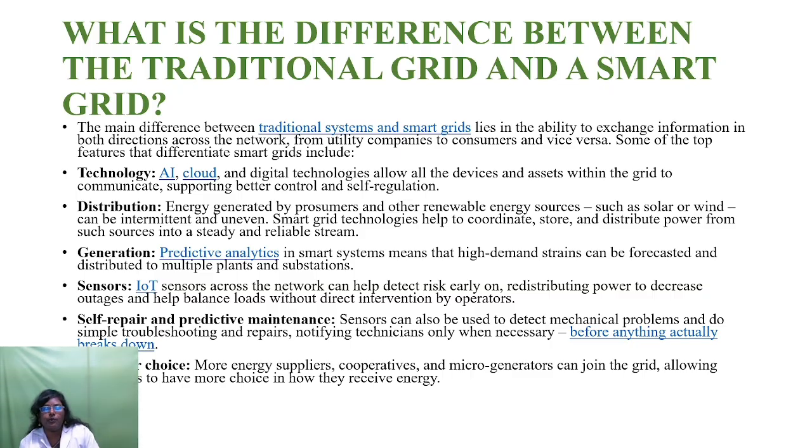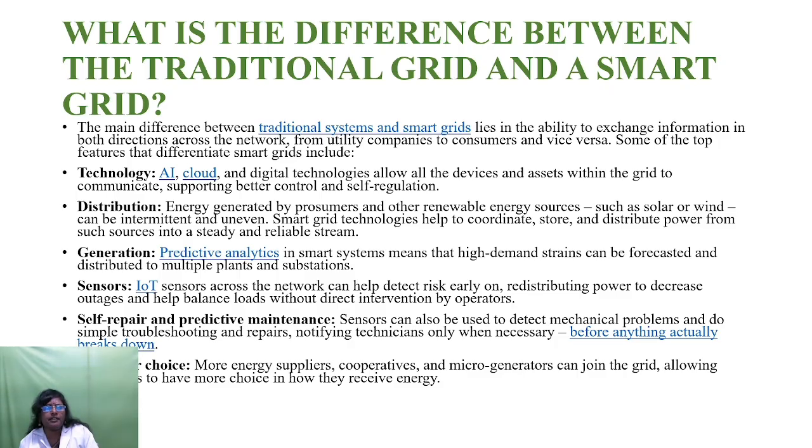Let's see one by one. So first is technology. Artificial intelligence, cloud computing and digital technologies allow all the devices within the grid to communicate with the systems, supporting better control and self-regulation for the consumers. Second is distribution, where energy generated by the prosumers and other renewable energy resources such as solar and wind can be intermittent in the system.